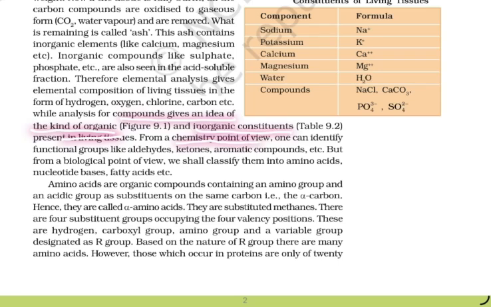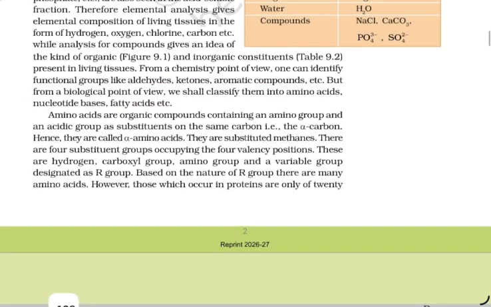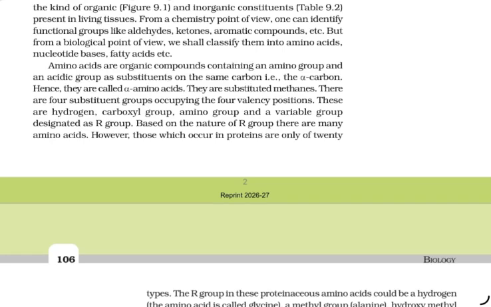From a chemistry point of view, one can identify functional groups like aldehyde, ketone, aromatic compound, etc. But from a biological point of view, we shall classify them into amino acids, nucleotide bases, fatty acids, etc. Amino acids are organic compounds containing an amino group and an acidic group as substituents on the same carbon, the alpha carbon, hence called alpha amino acids. It is a substituted methane.